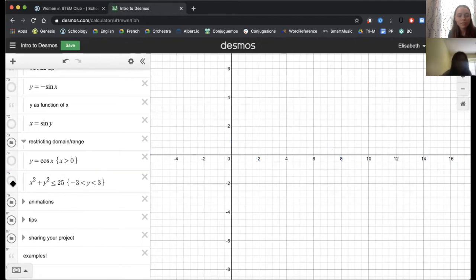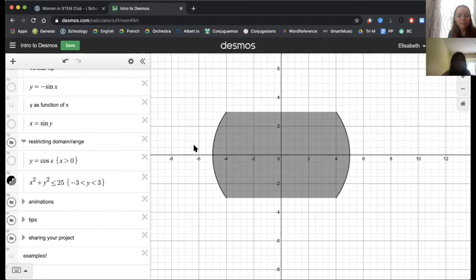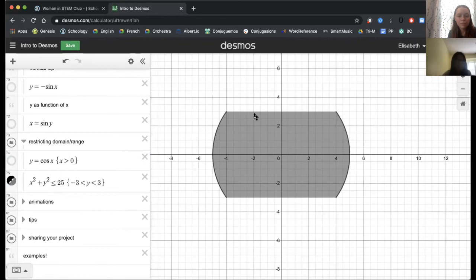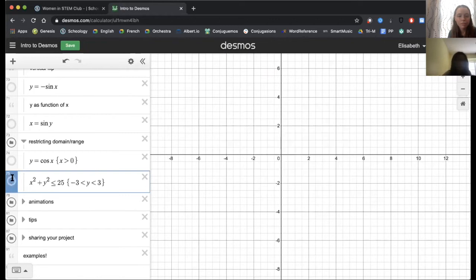You can also do the same thing with circles or ellipses. As you can see here, I said y. I only want the y to be between -3 and 3. So as I restrict the range here, now it is only between -3 and 3.